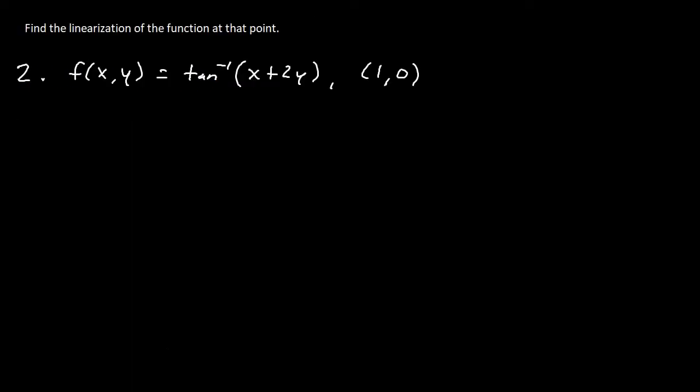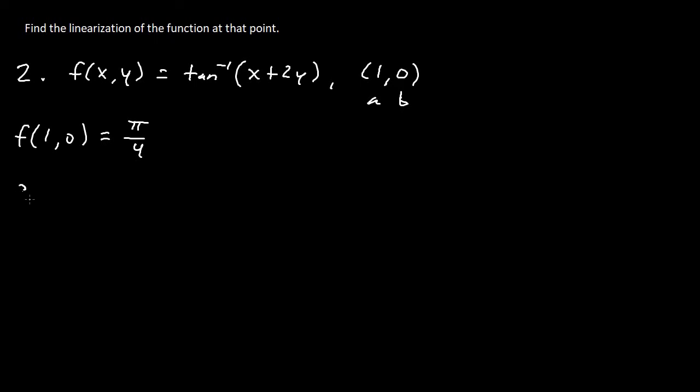So for number 2, we have f of x comma y equals inverse tangent of x plus 2y at the point 1, 0. So that is going to be our a and b. So let's first go ahead and find f of a comma b. So f of 1, 0. Once again, we're just going to evaluate what we have here as a multivariable function. So that is going to be inverse tangent or arctangent of 1 plus 0, so 1. Now arctangent of 1 is obviously pi over 4.